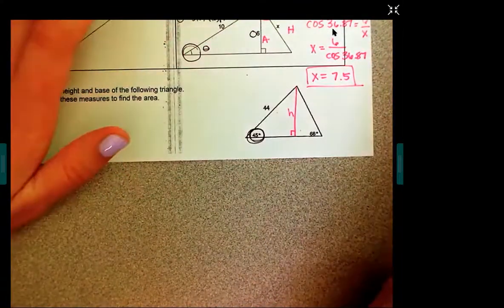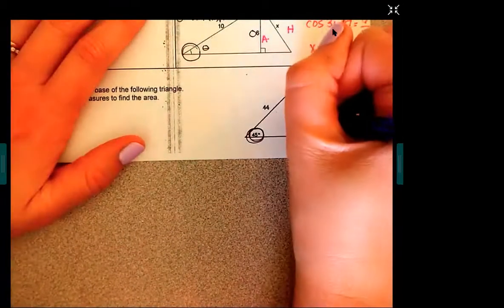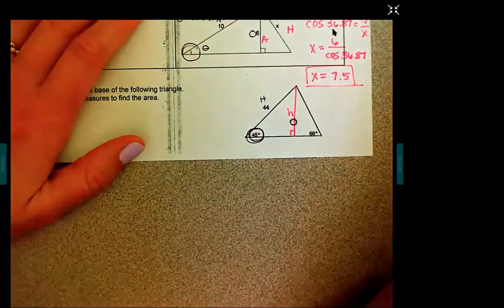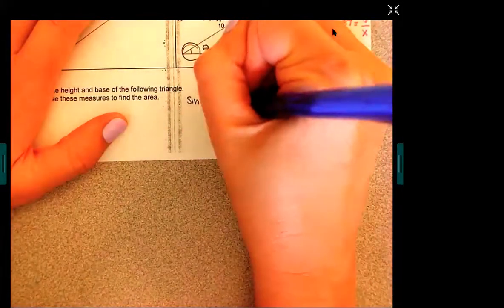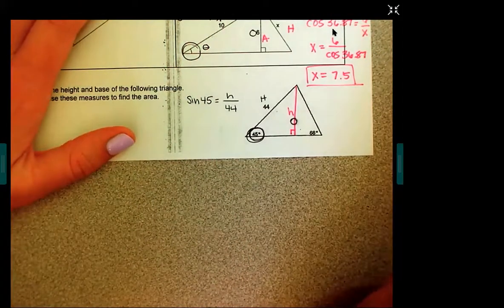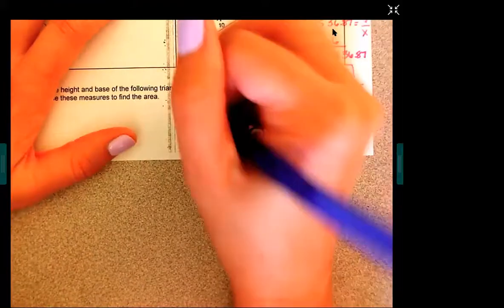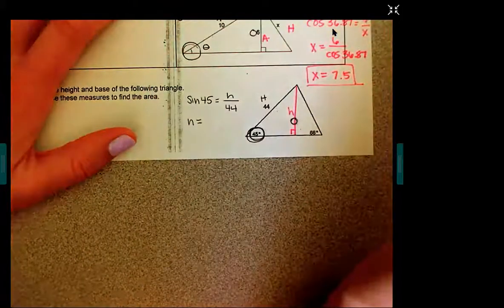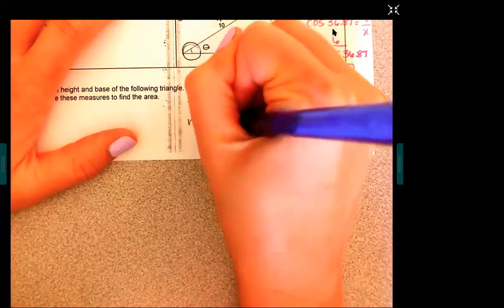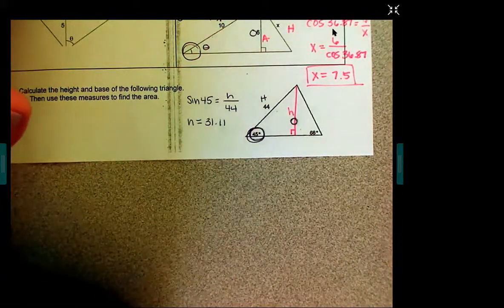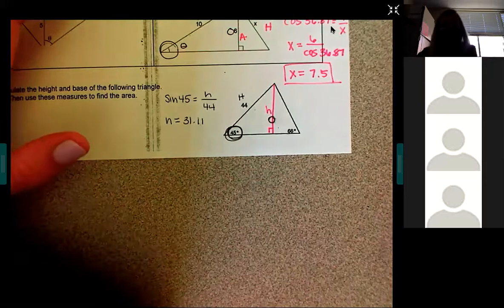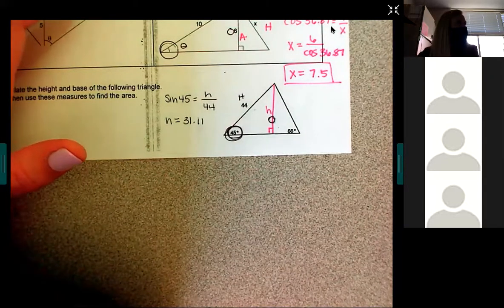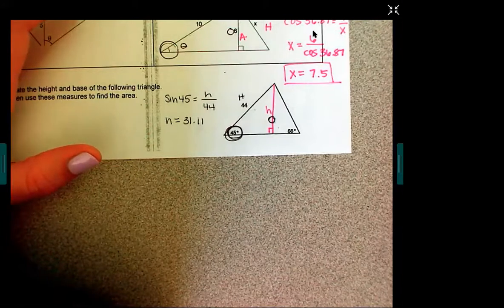So step 1, I'm going to circle my angle. Step 2, label your sides. This would be the opposite and the hypotenuse, right? Which means I'm using sine. So did y'all do sine of 45 equals the height over 44? And if you did that, you would multiply the 44 over to get the height by itself. So if you do 44 times sine of 45, I got 31.11 for the height. Any questions on finding the height? Jordan, any questions? Or are you okay? Okay.